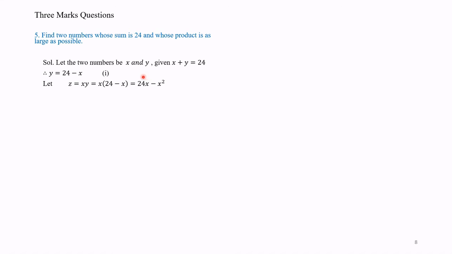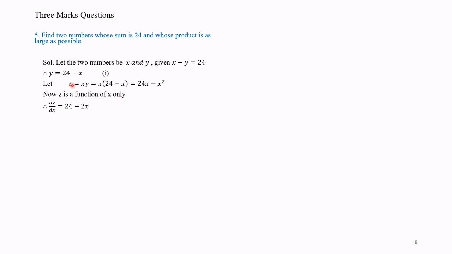Therefore, let z be the product xy, that is x into, we have to substitute the value of y from equation 1, that is y is equal to 24 minus x. Therefore, x into 24 minus x is equal to 24x minus x square. Therefore, now z is a function of x only. If you see, z is equal to 24x minus x square, which is a function of x only.